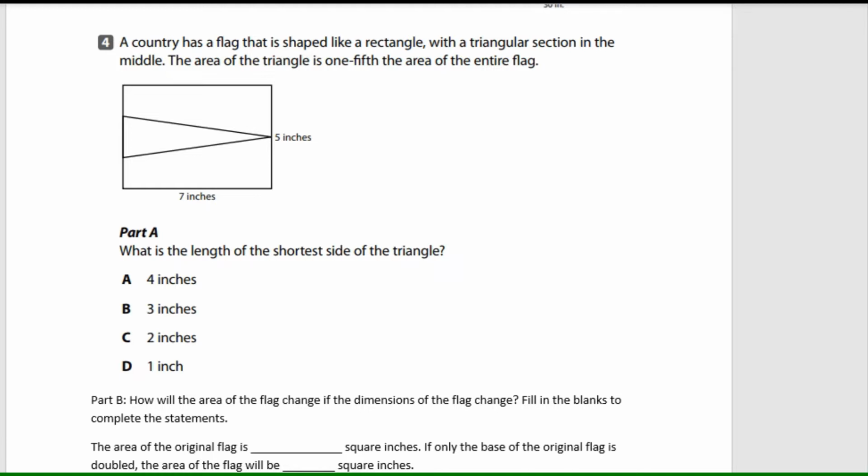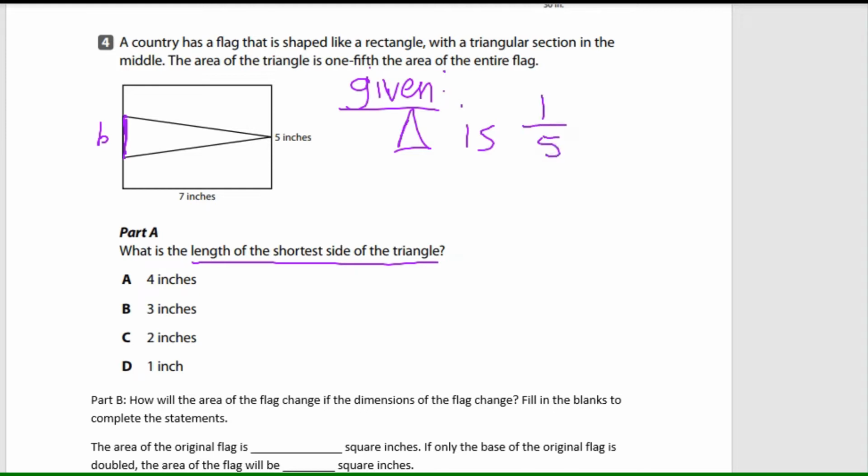Alright, so for this question, you've got to write down your given information. We want to find the shortest length of the triangle, which is this length right here. So the first thing we want to do is write down our given information. What given information do we have to answer this question? We know that the area of the triangle is 1/5 of the entire flag.